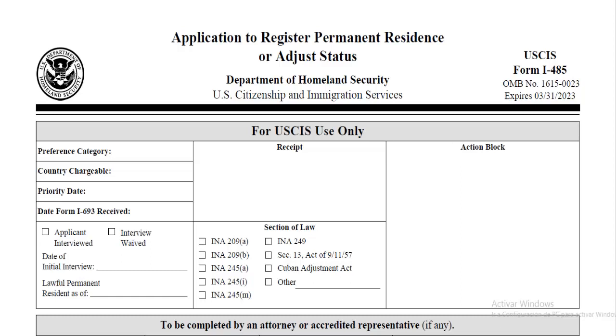The information on this form also refers to the person who will get a green card, which I'm assuming is you, the one that is watching the video. This form does not ask for information about your petitioner or financial sponsor. Form I-485 is available to free download on the Form I-485 page at the USCIS website. This video discusses the most recent version of the form dated March 31, 2023.